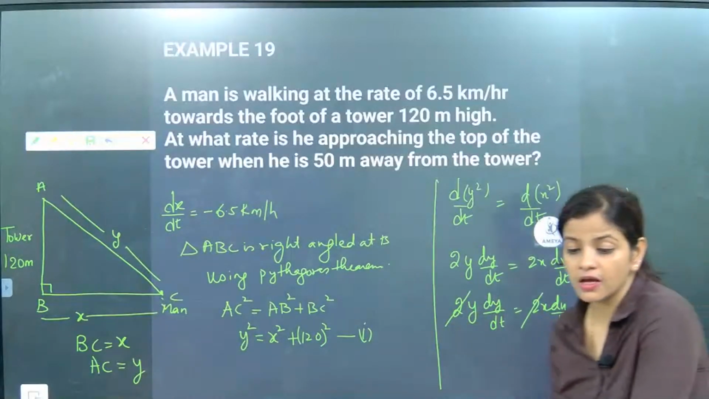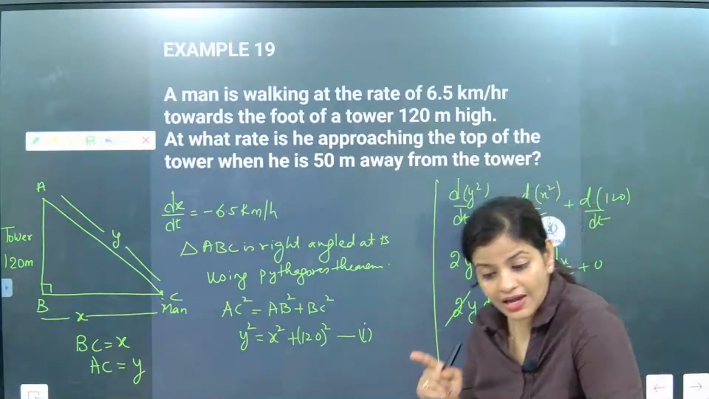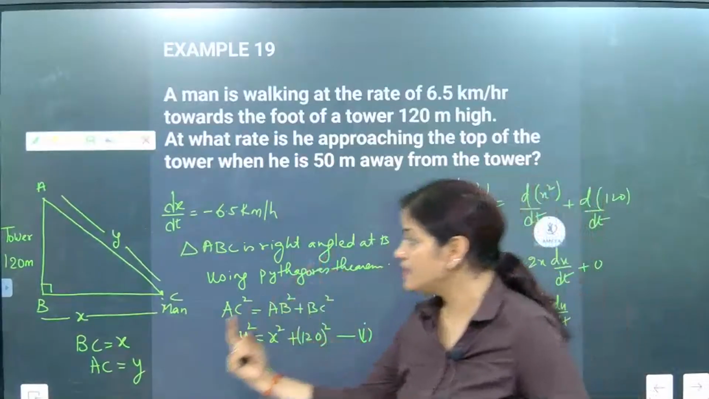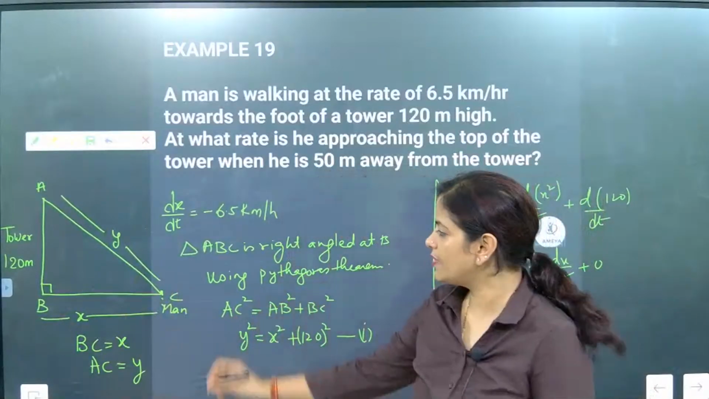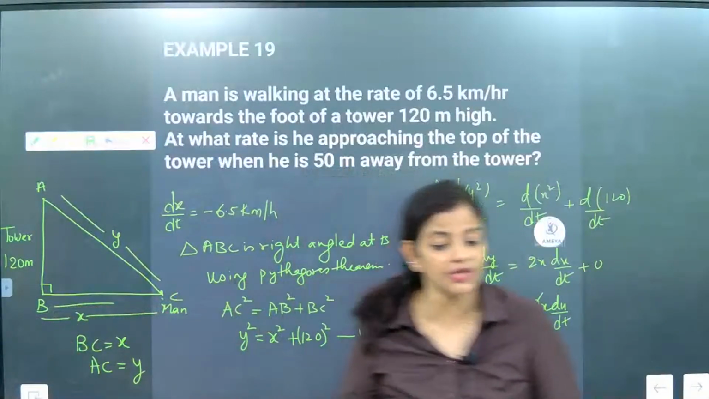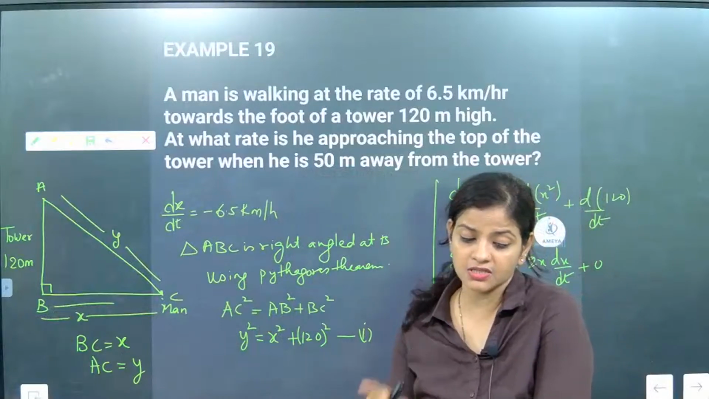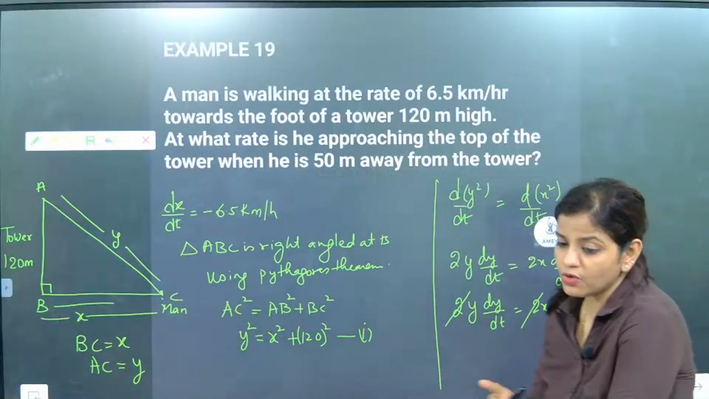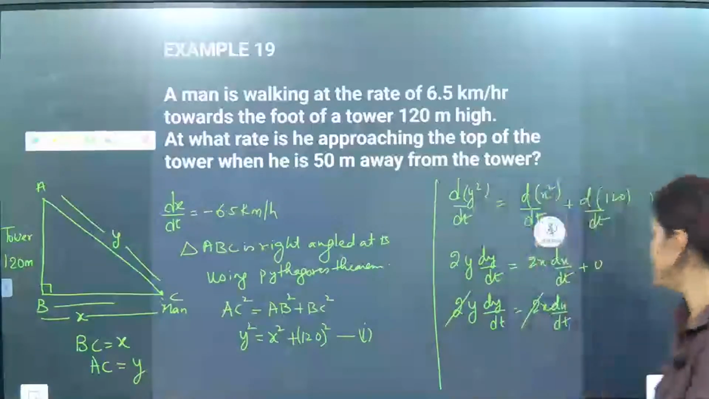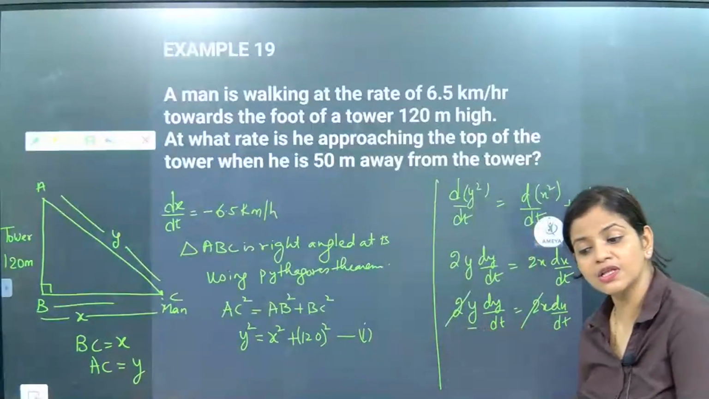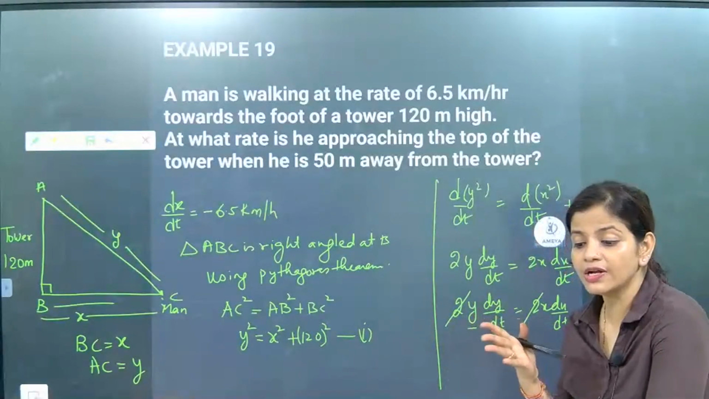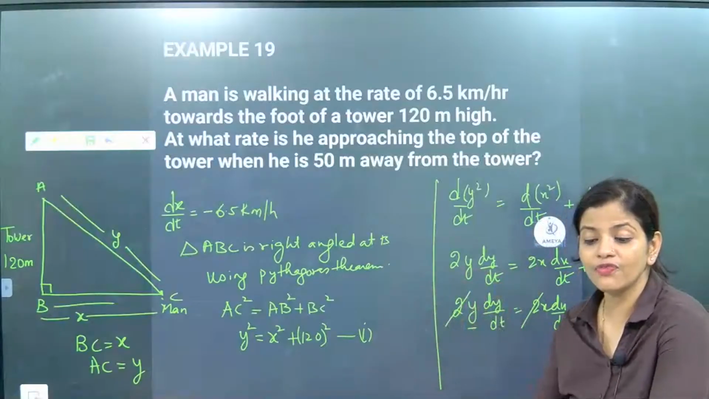Now beta, here they are telling that when the man is 50 meters near the tower, so what is the value of x you are going to take? The value of x you are going to take is 50 meters. But this is exactly the problem for you. Here you will say, ma'am, the y value they have not at all given. Then how are we going to find the y value?